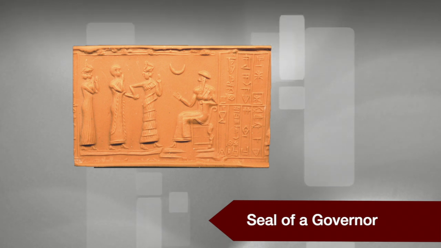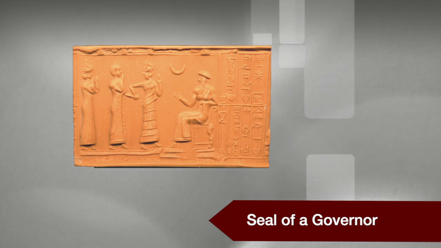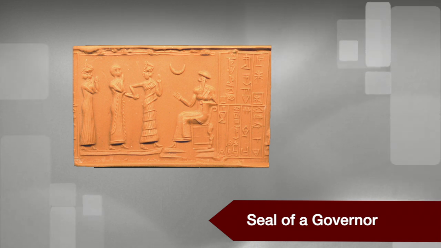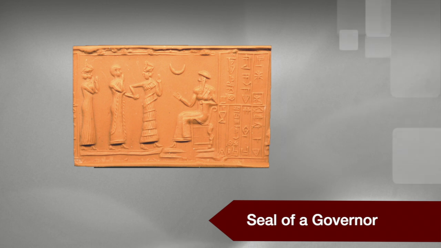This is the seal of a governor. It is a typical introduction scene. Hashmer, the governor of the city of Ishkansin, is introduced to the seated king, Ur-Nammu. Another goddess is in attendance. The inscription in Sumerian reads, "Ur-Nammu, mighty man, king of Ur. Hashmer, governor of Ishkansin, is your servant."